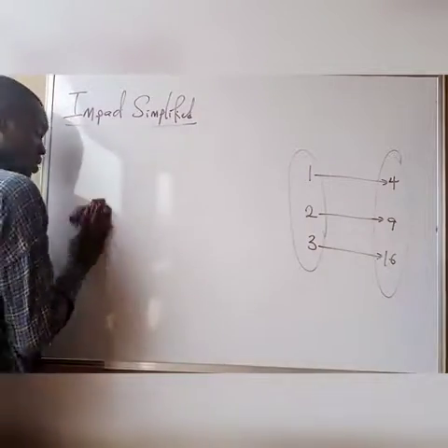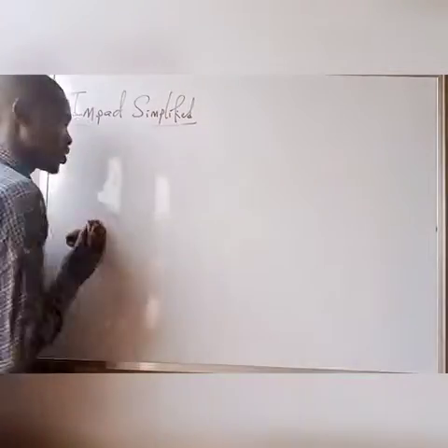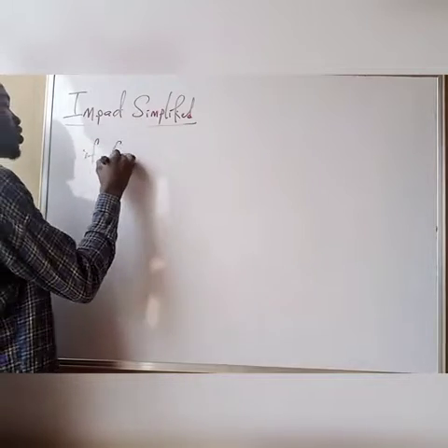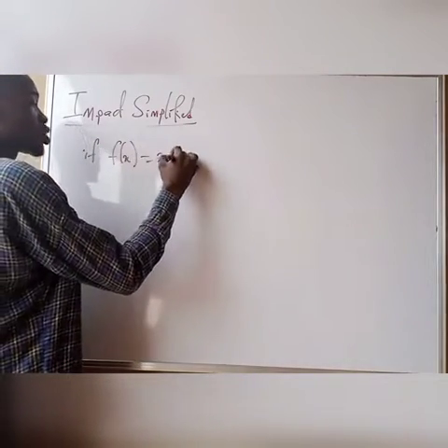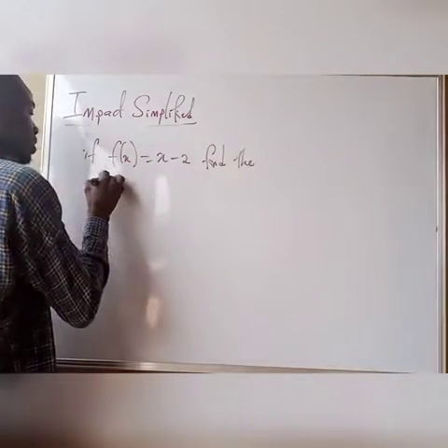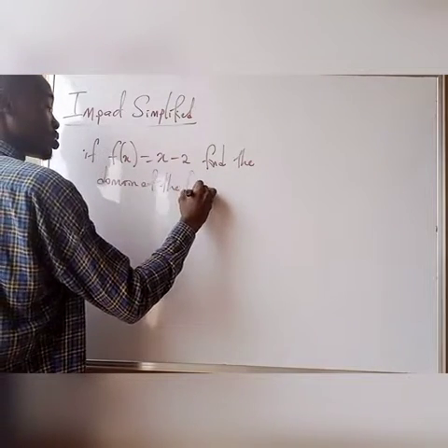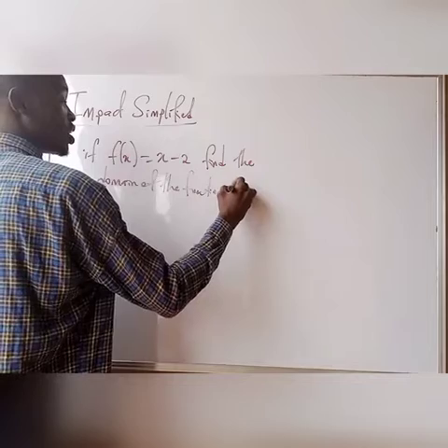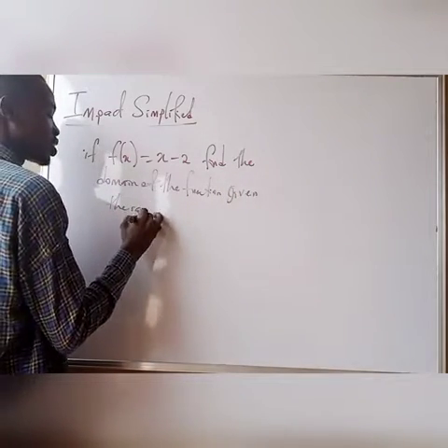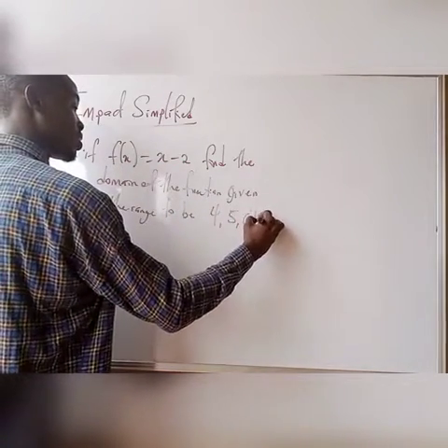You can see that it's very, very simple. Now let's look at a question that is not talking of the domain, but they are going to give us the range to find the domain. Now they say if f of x is equal to x minus 2, find the domain of the function given the range to be 4, 5, and 6.